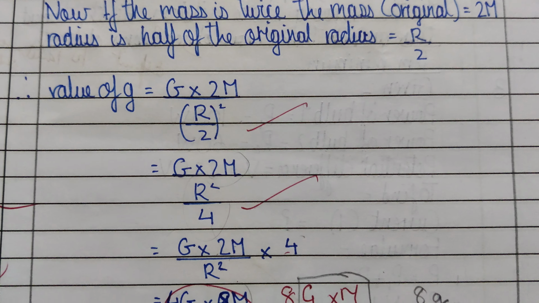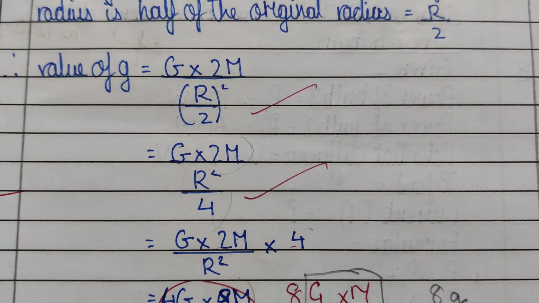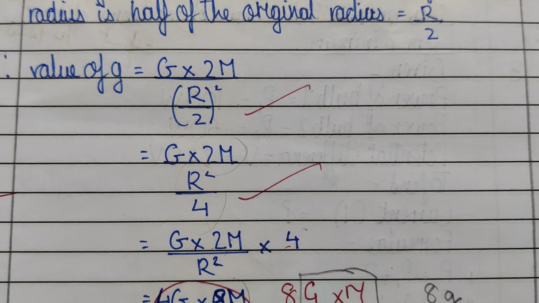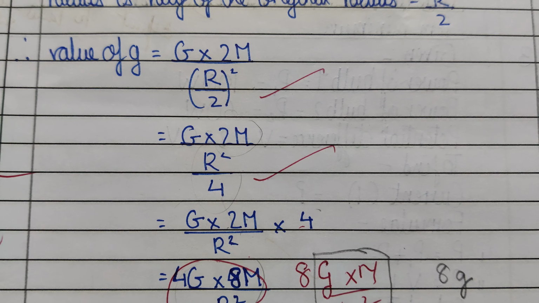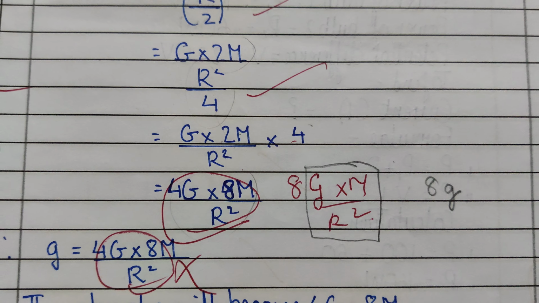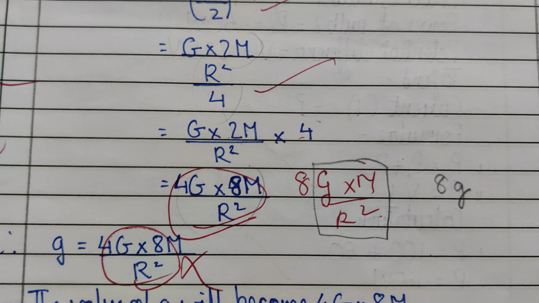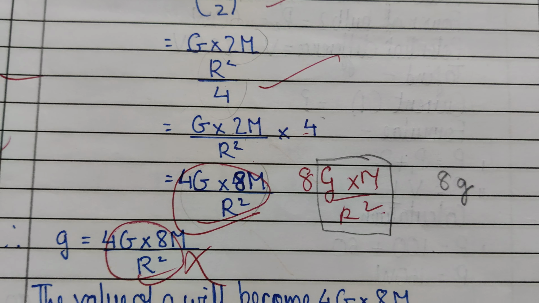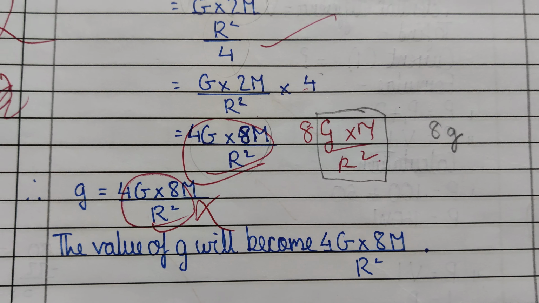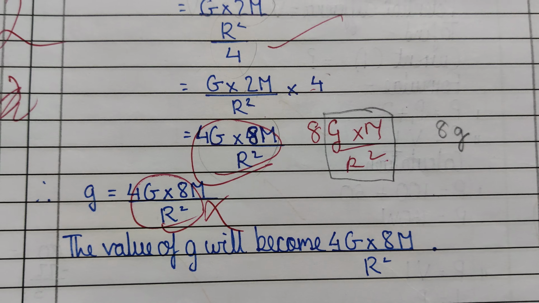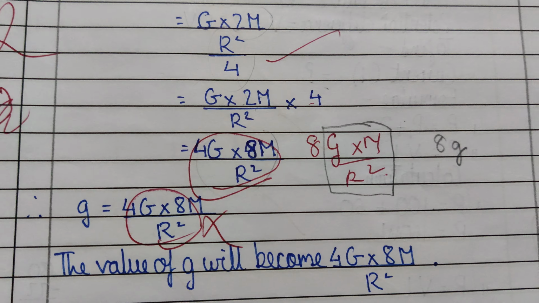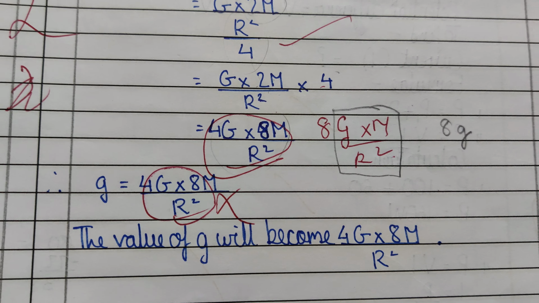Therefore, the value of g is equal to G into 2M upon (R/2) whole square, which gives you G into 2M upon R²/4. On calculating that, you get 8 into G into M upon R². Correction, it will be 8GM/R².